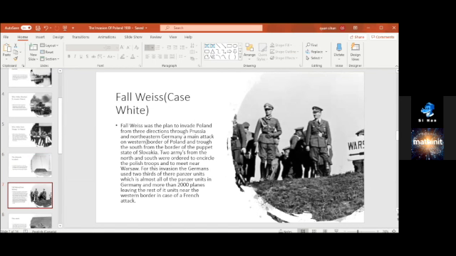Fall Weiss, or Case White. Fall Weiss was the plan to invade Poland from three directions, through Prussia and northeastern Germany, a main attack on the western border of Poland, and through the south from the border of the puppet state of Slovakia. Two armies from the north and south were ordered to encircle the Polish troops and to meet near Warsaw.